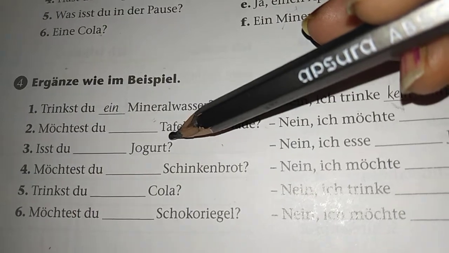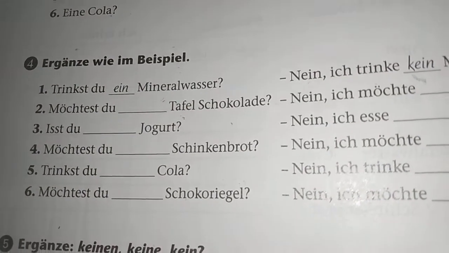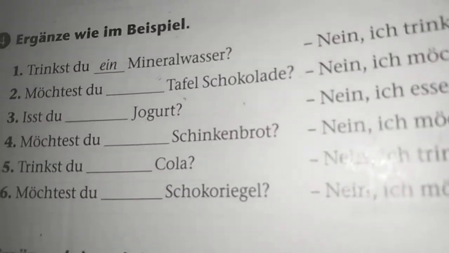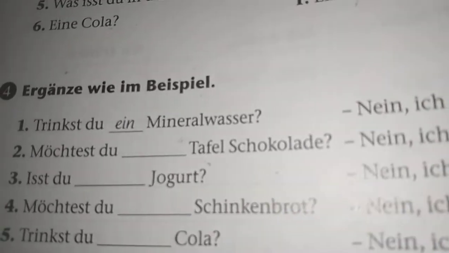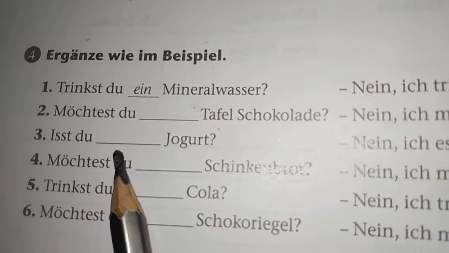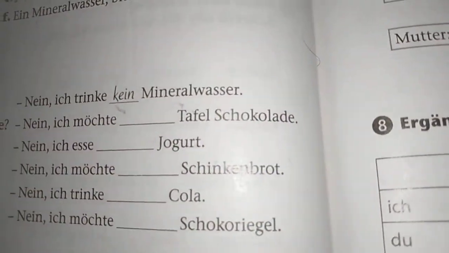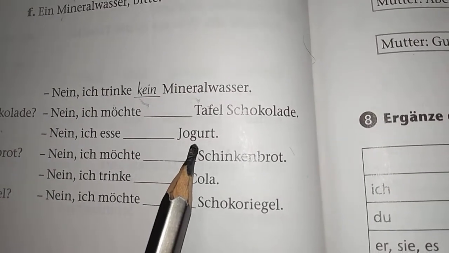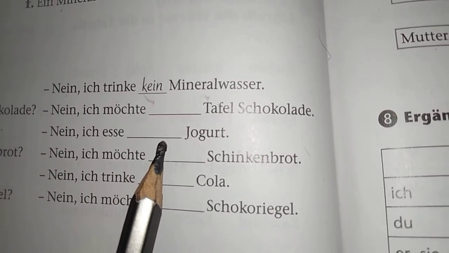Joghurt. Now what is the article of yogurt? Let's consider it has both the article masculine or neutral. We'll consider here masculine. Okay. So masculine accusative indefinite article here will be einen. Now the same sentence we are negating. I don't eat yogurt. So yogurt is masculine. So negative masculine accusative article is keinen.